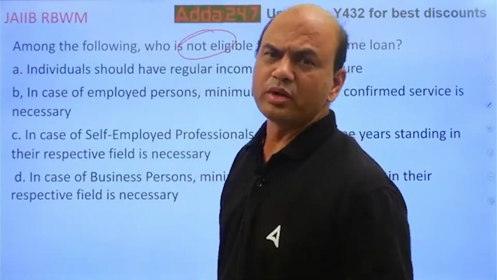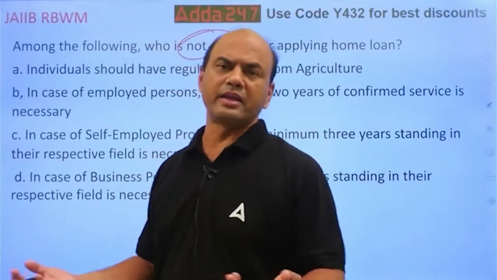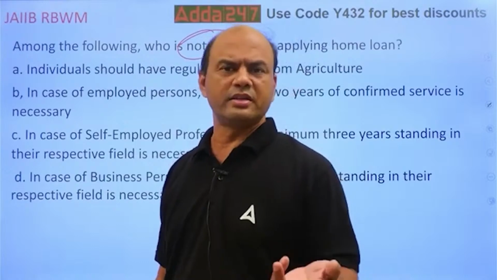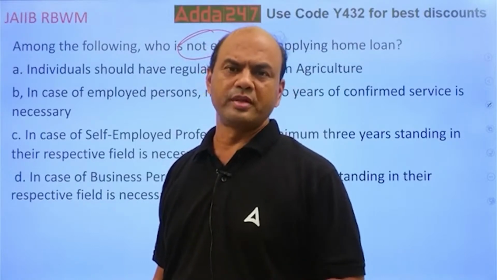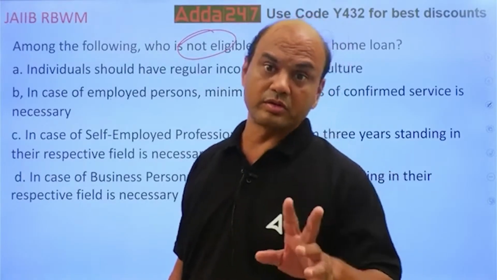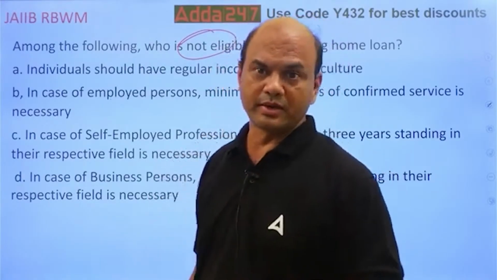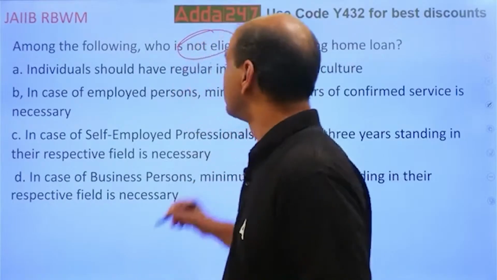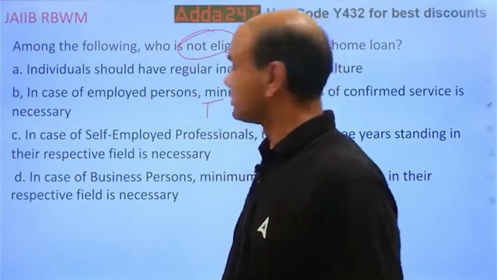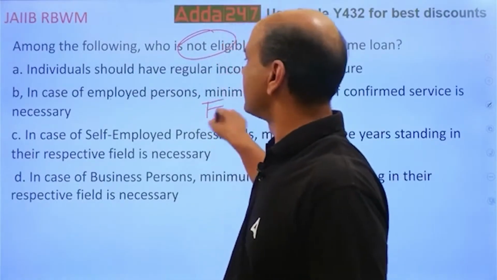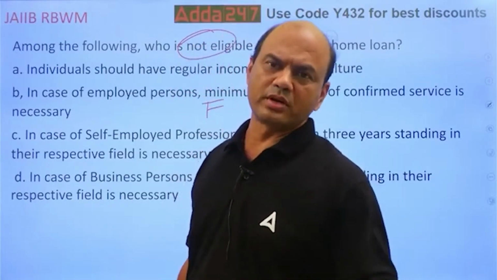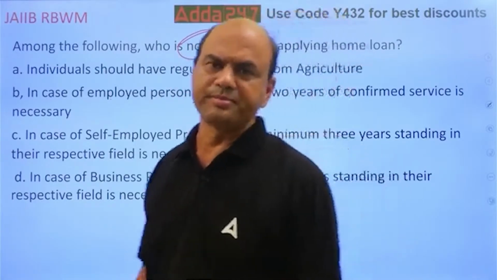You see many newcomers in IT, in banking, who have joined the bank. Just now they have joined. They got a confirmed job now. They are applying for the home loans. So do you say that no, after 2 years only you apply? So this is not the correct criteria. 2 years confirmed job is not required for home loans.